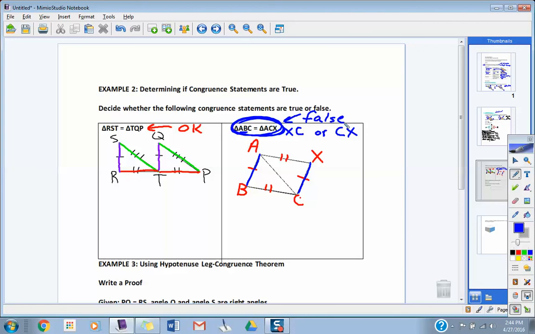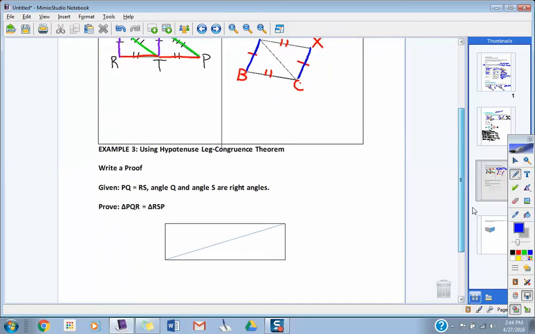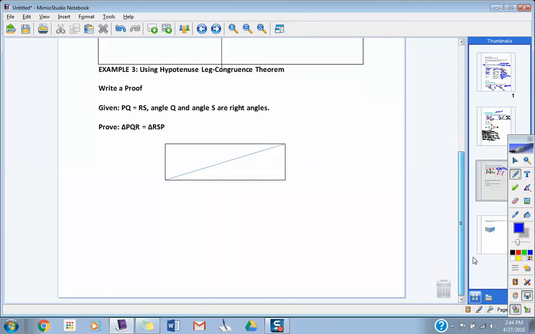Yep. All right. Let's explore hypotenuse leg here a little bit. Using the hypotenuse leg congruence theorem. Okay, again, I need help here. This is only going to work in what? Right angle. Only works in a right triangle.